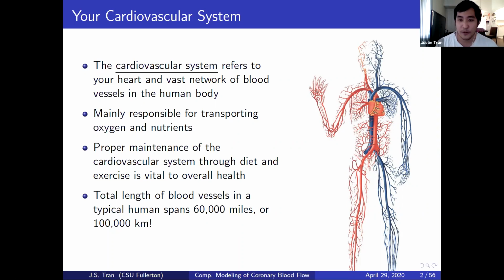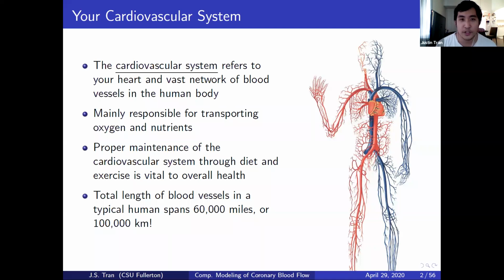What I found here was an image on Google of a person where all his skin and bones are gone, and you just see his blood vessels. But at least he's happy, he's waving. The main responsibility of your cardiovascular system is to transport oxygen and nutrients to your body.